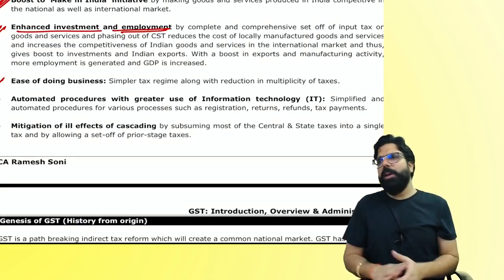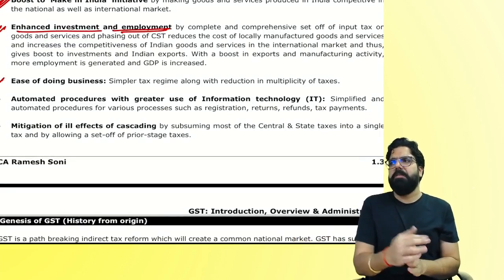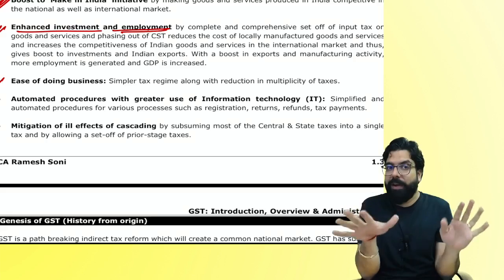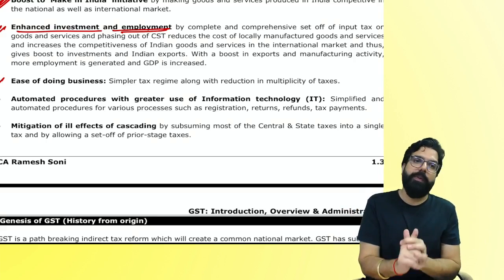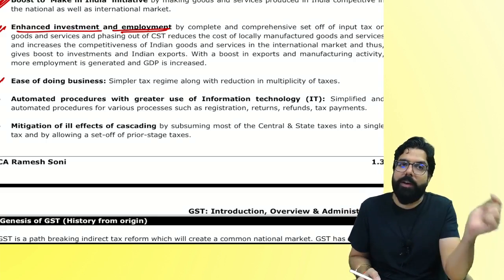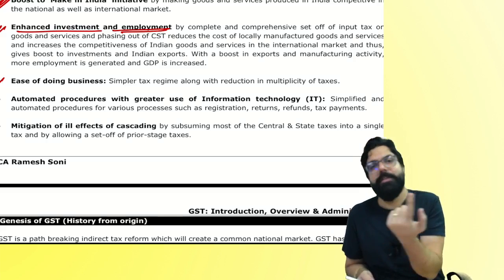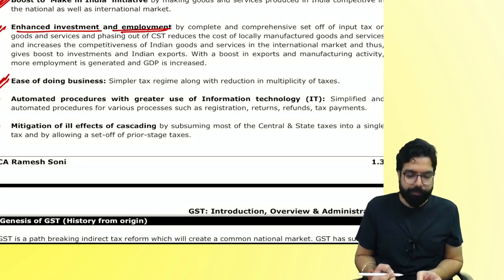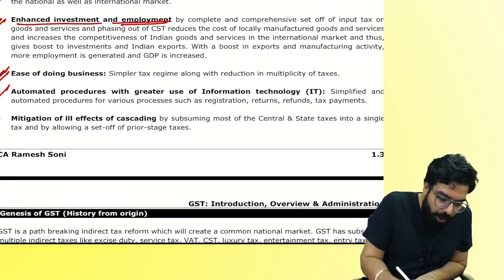Sir, tell me one thing. Earlier, many taxes, many books of accounts to be maintained. Was there difficulty in doing business or ease? Difficulty. But now with coming of GST, only books of accounts to be maintained under GST, and hence ease of doing business.